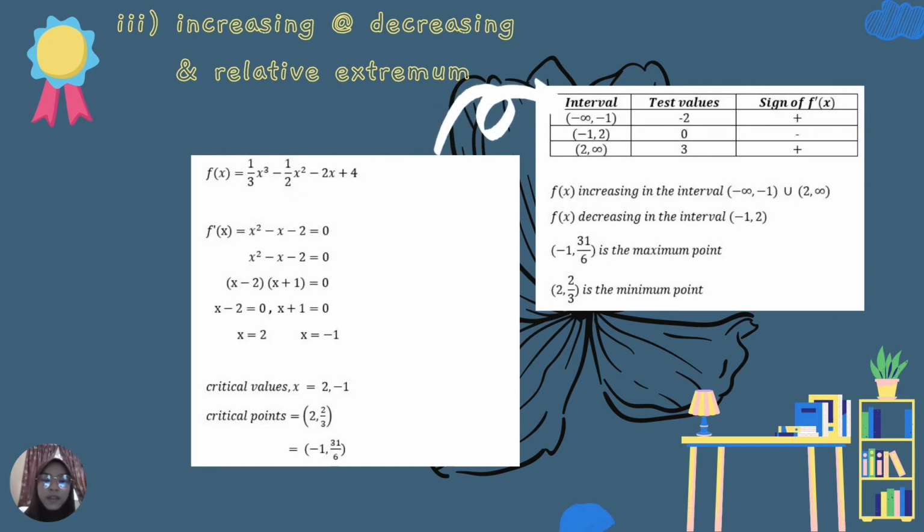Okay, so the answer is the function is increasing in the interval negative infinity to -1, and 2 to infinity. And the function is decreasing in the interval -1 to 2. So the relative extremum is: -1, 31/6 is the maximum point, and 2/3 is the minimum point.